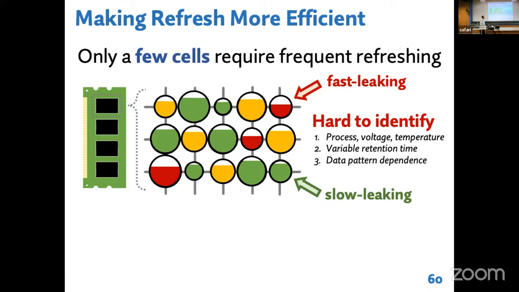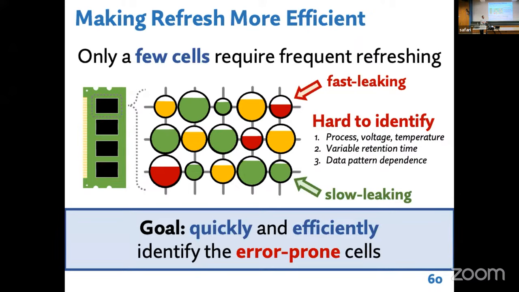You don't want to refresh them at the same refresh rate, but it's hard to identify which one is which and when it is that, because there is a lot of variation caused by the process. The process means the manufacturing process there. The voltage, temperature, variable retention time, data pattern dependency, and you can make this list longer actually. There are a lot of effects. And our goal is to quickly and efficiently identify the error prone cells.